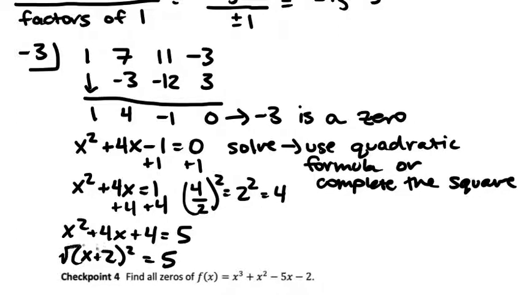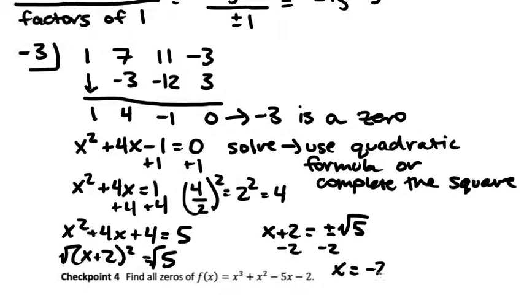Get rid of the square by taking the square root of both sides, and don't forget plus or minus. So we have x plus 2 equals plus or minus square root of 5. And lastly, I subtract 2 from both sides to get x by itself. So negative 2 plus or minus square root of 5. So this actually represents two solutions.